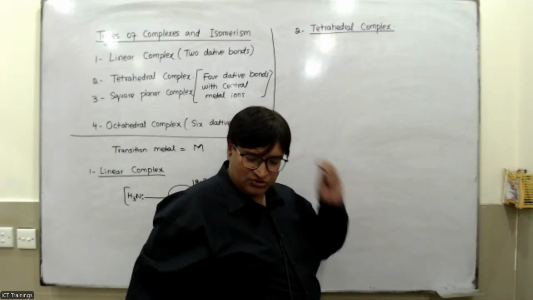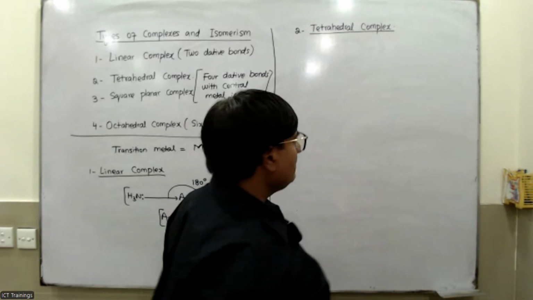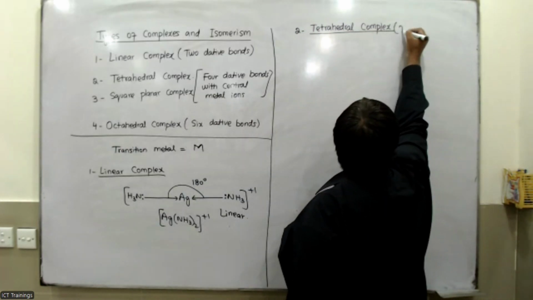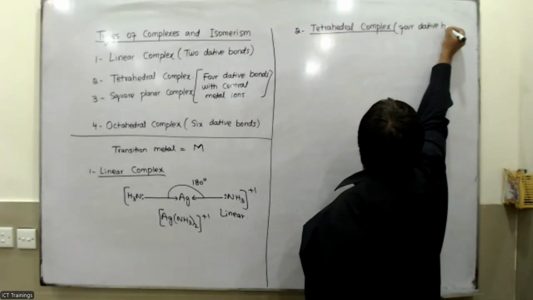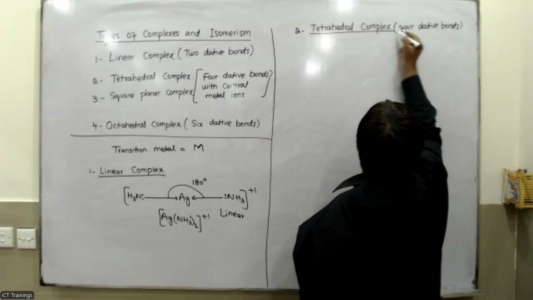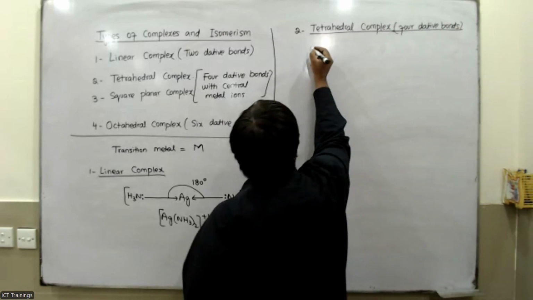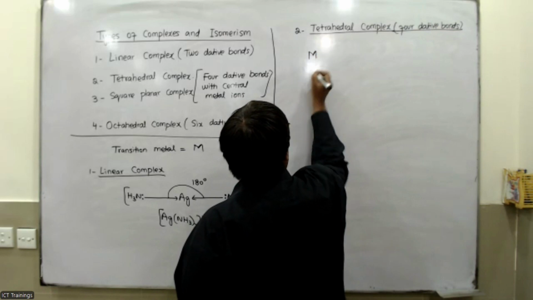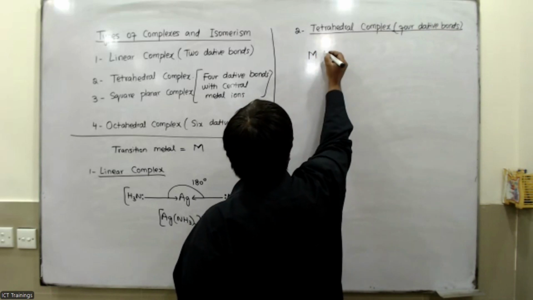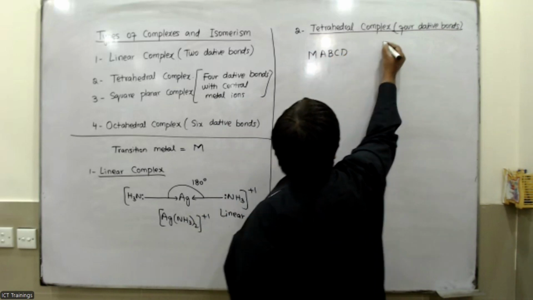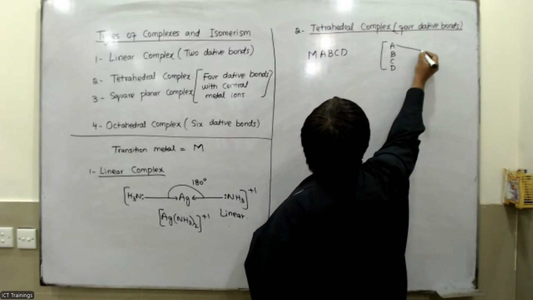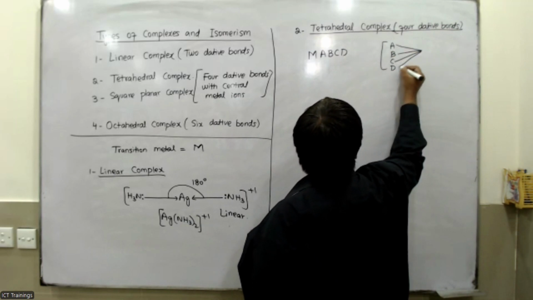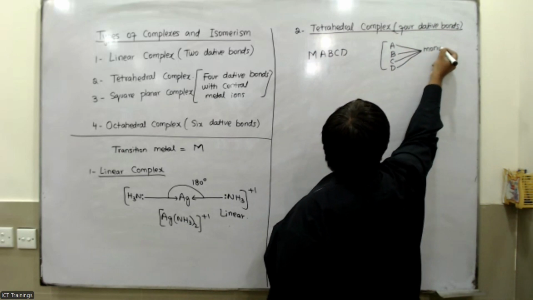Tetrahedral complexes, I told you, have 4 dative bonds. Let's suppose this is metal M, and the ligands I'm going to take are A, B, C, and D. All of these are 4 different monodentate ligands.